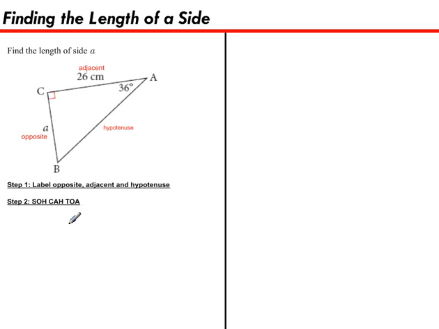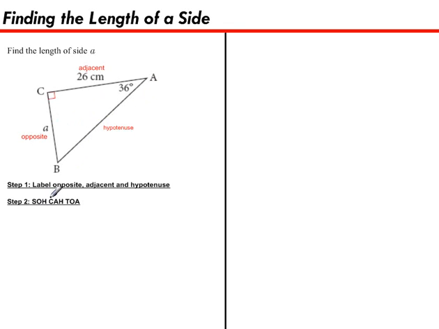SOHCAHTOA, our three trigonometric ratios. You can think of each one of these ratios as a tool. And when you're trying to find the length of a missing side, you need to figure out which one of these tools works best for you. So for example, sine, or SO in SOHCAHTOA, that means sine is opposite over hypotenuse. So if I start here, opposite over hypotenuse, that's not going to work very well for me because this hypotenuse is blank. I don't know the length of it.